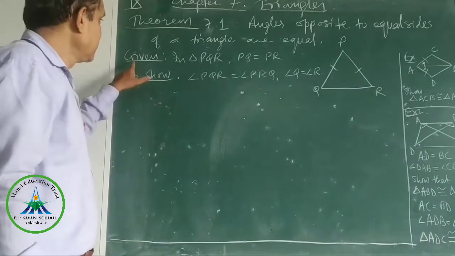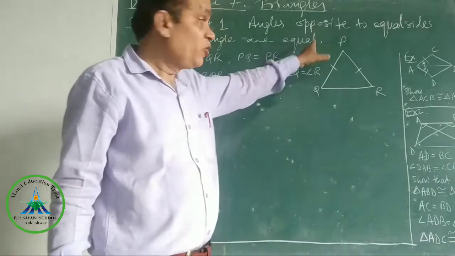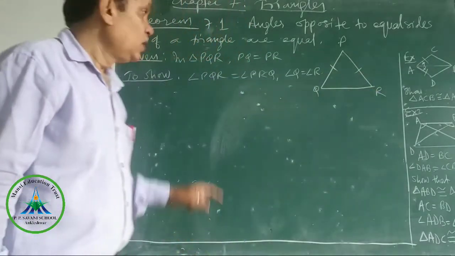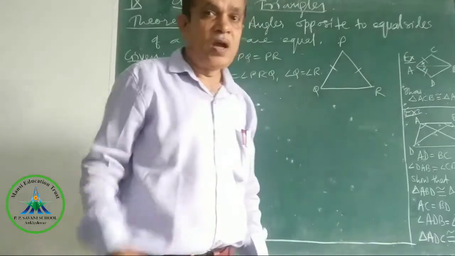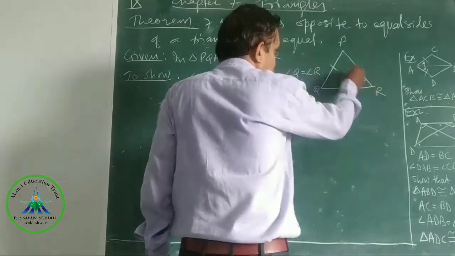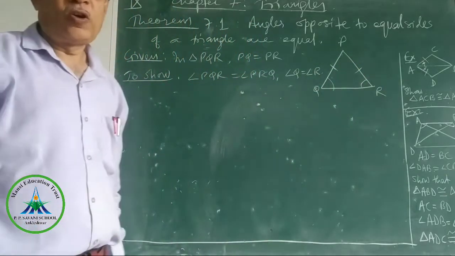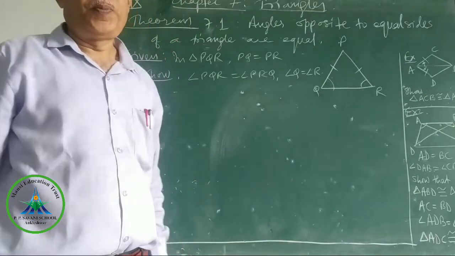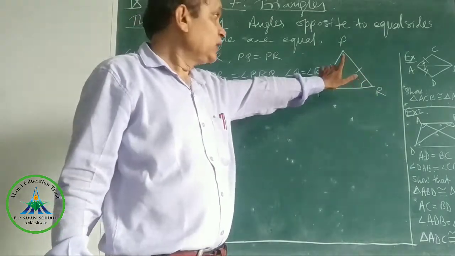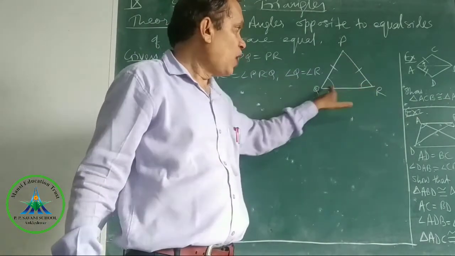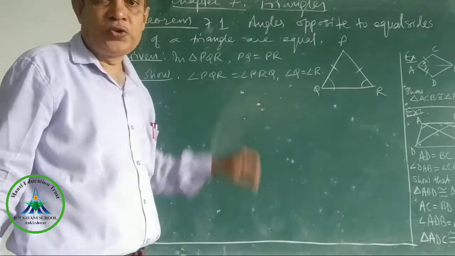And we wrote the given thing in the previous video. Triangle is given, name not given, so we take triangle PQR, where PQ equal to PR. And we have written angles opposite to equal sides: opposite to PQ is R, opposite to PR is Q. In triangle PQR, PQ equal to PR, angle PQR equal to angle PRQ, that is to be shown.